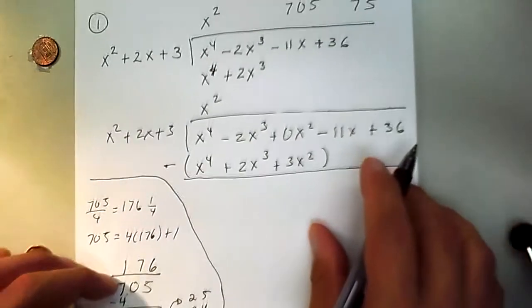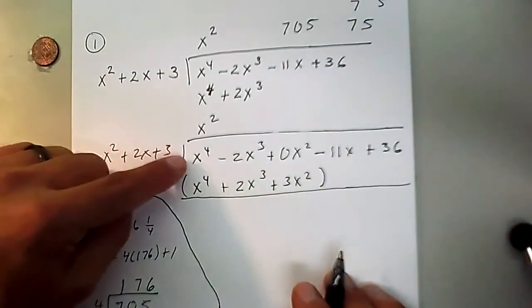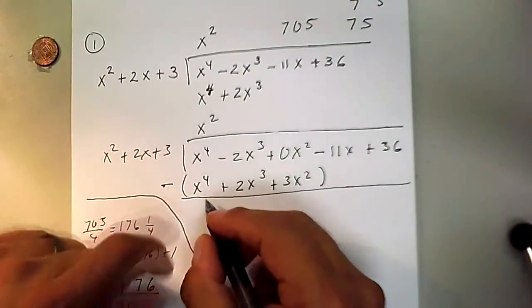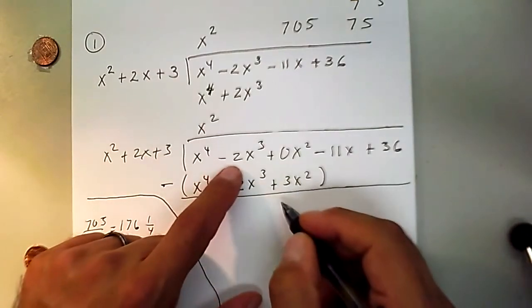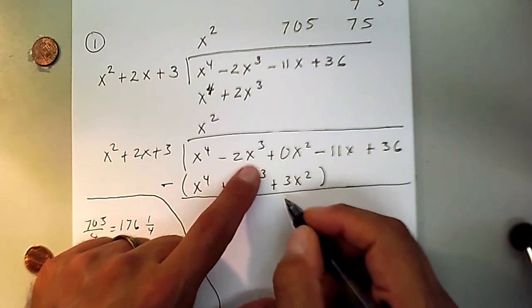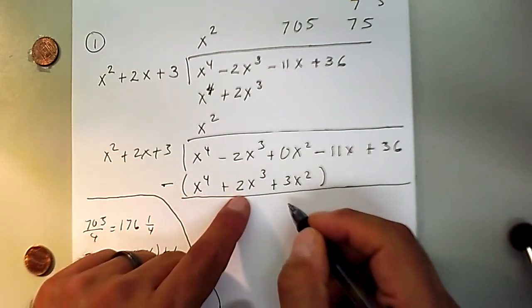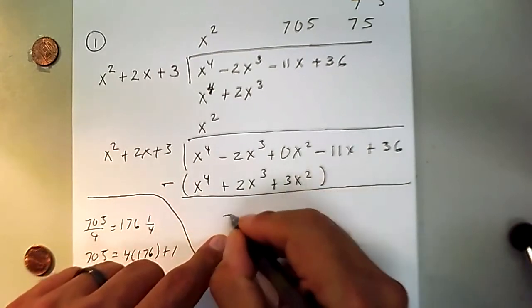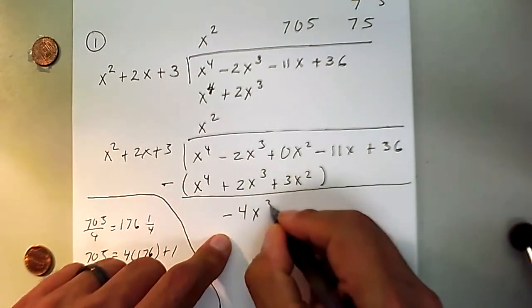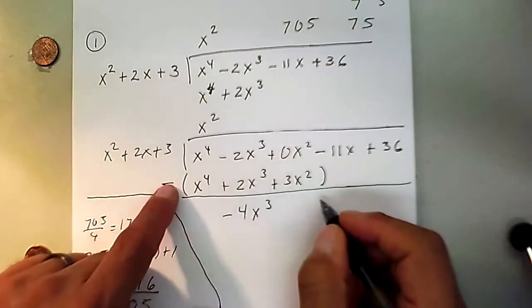So, subtract, and then we have x squared minus x squared, no x squared. So that's going to be nothing. We don't put anything down. And here we've got to be careful. Negative 2x cubed minus 2x cubed. So we have negative 2 minus 2. That puts us at negative 4x cubed. 0 minus 3.